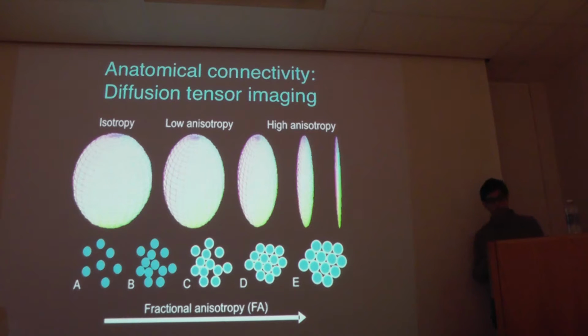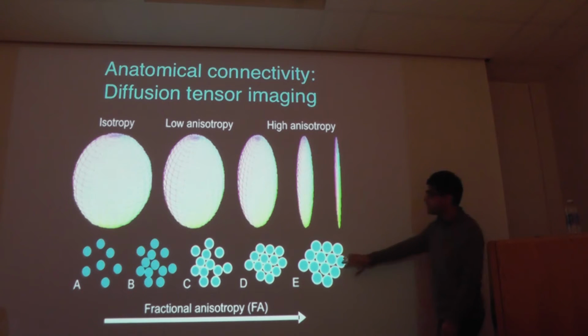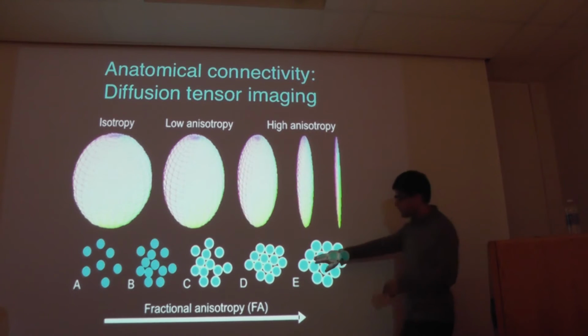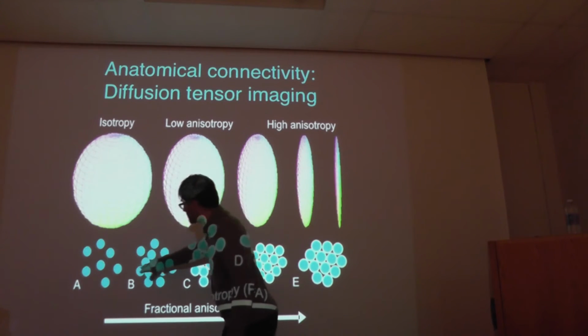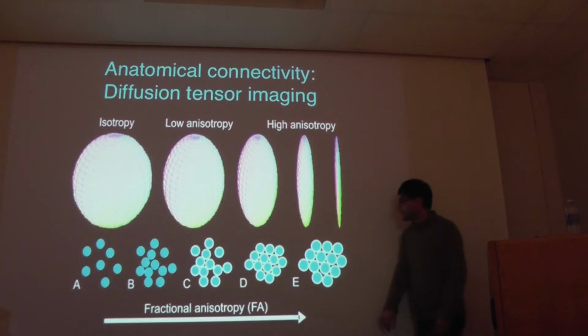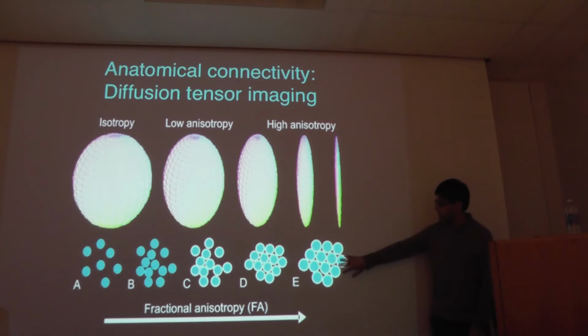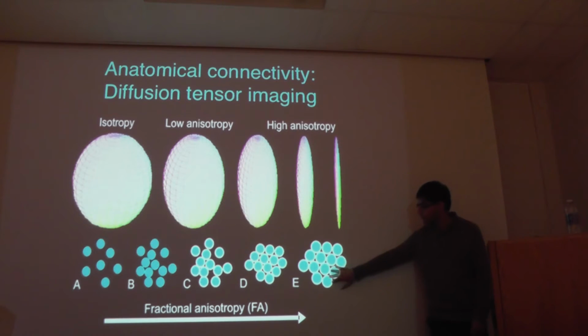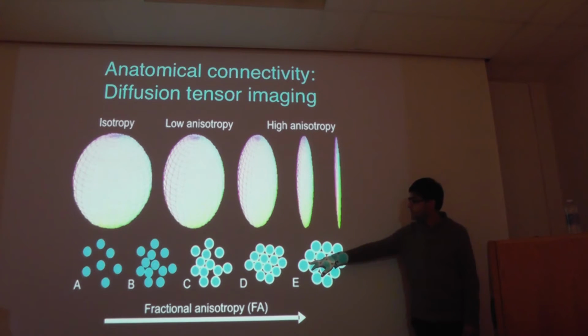Okay? So these are meant to be cross sections of a bunch of different axon bundles. If you have a really tight axon bundle with really big, thick myelin walls around them, then there are only these little tiny gaps between them.